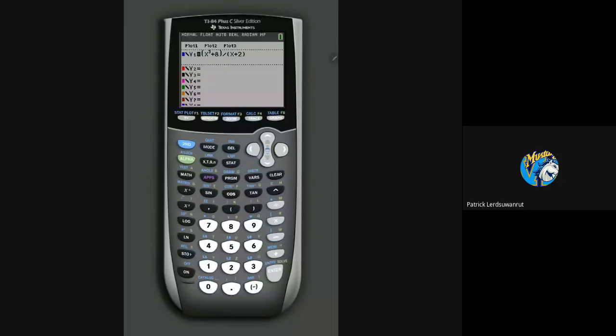Okay, so what we're going to do from here is hit second and then the table button, which is on the far right. So you're going to hit second table. Now, did you see it's blank? It's blank because I haven't put any X's in yet.